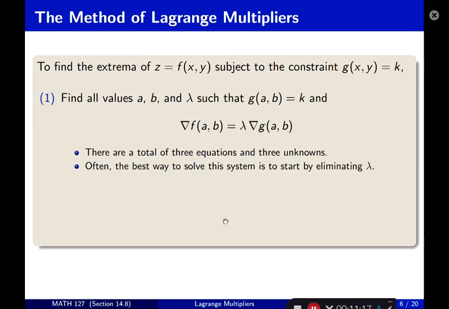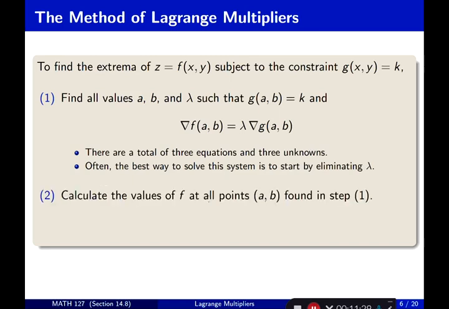Often the best way to solve this system is to start by eliminating lambda, because lambda is not important to us. Lambda just shows that the 2 of them are parallel. What is important to us is a and b. So if you can, eliminate lambda, just get rid of it and try to work on a and b.